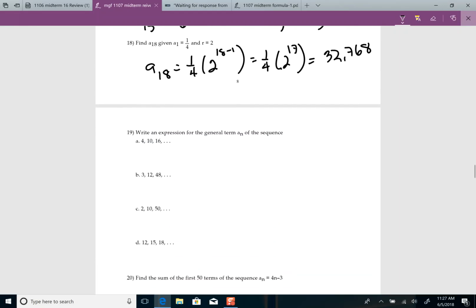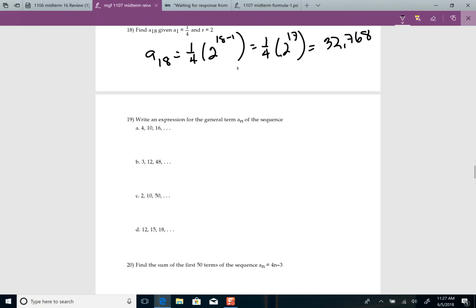Okay. On number 19, I want you to write an expression for the term. So first thing I'm going to do on A is look at 4, 10, 16 and go, what's happening? Am I adding or am I multiplying? And to me it looks like we're adding 6. So this says I have a difference of 6. So the general term, A sub n, would be the first term, 4, plus n minus 1 times the difference of 6. So I'm doing exactly what the formula says. It says take the first term. That was 4. Put in n minus 1.